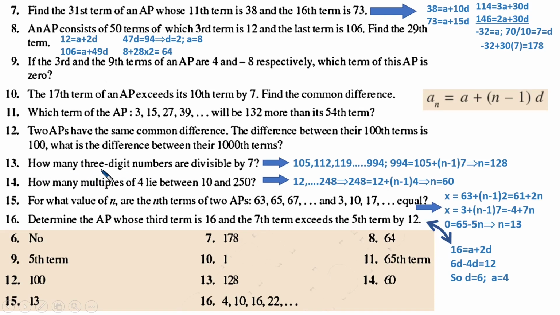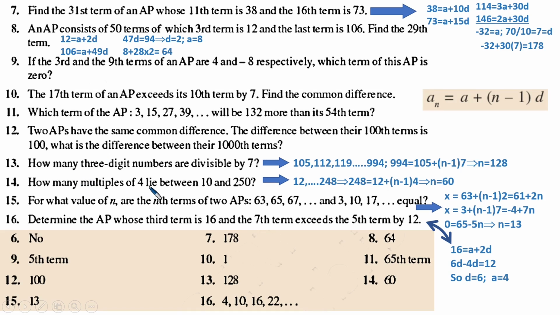Now 13: how many 3-digit numbers are divisible by 7? 3-digit means numbers beyond 100 and less than 1000. Beyond 100, we can use a calculator and find that 105 is the first element divisible by 7, and the last element is 994, before 1000. So I can write 994 equal to the first element 105 plus (n minus 1) times 7, since 7 is the difference. So I get n equal to 128. You will have 128 such numbers in the arithmetic progression.